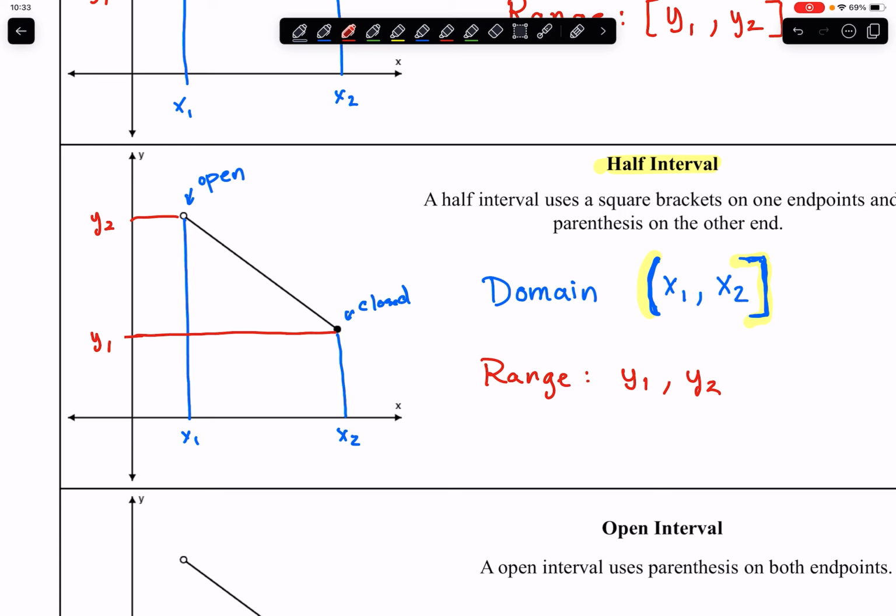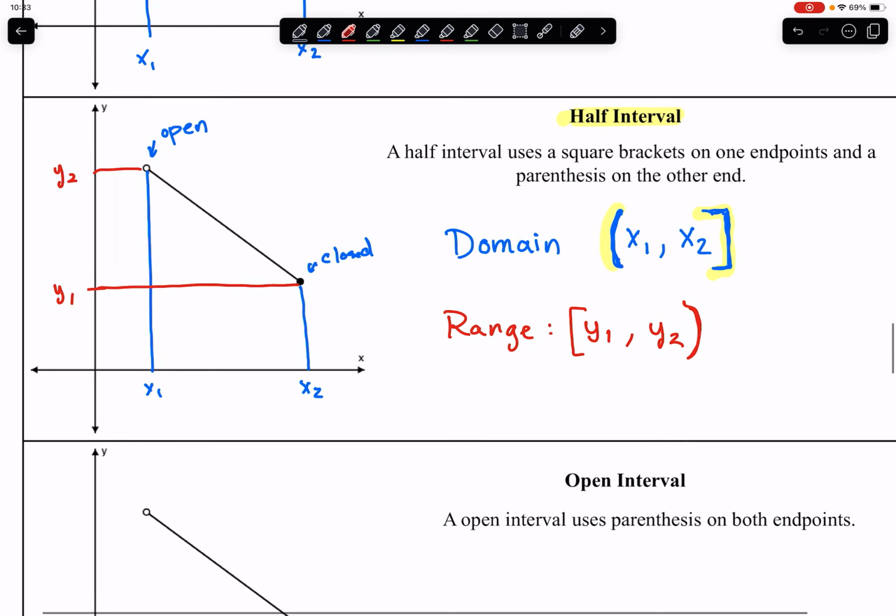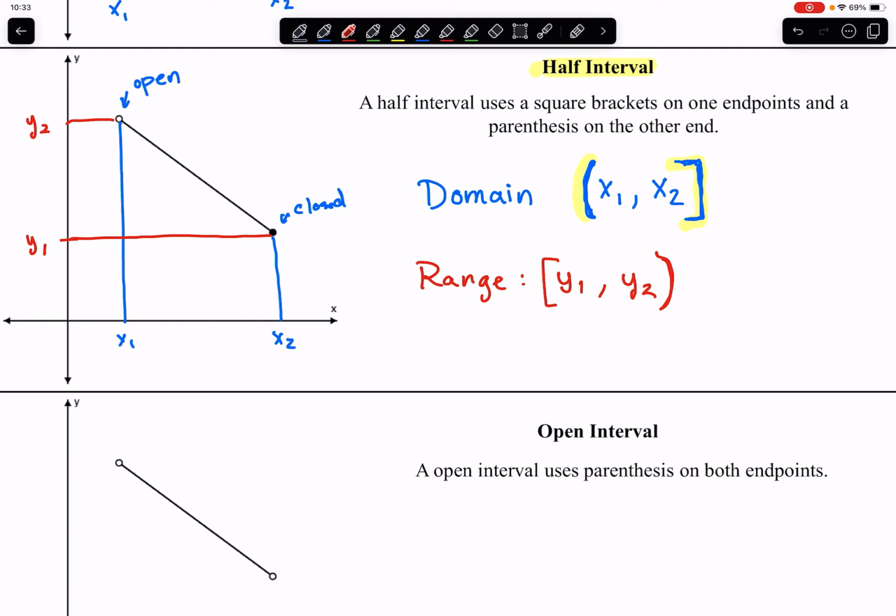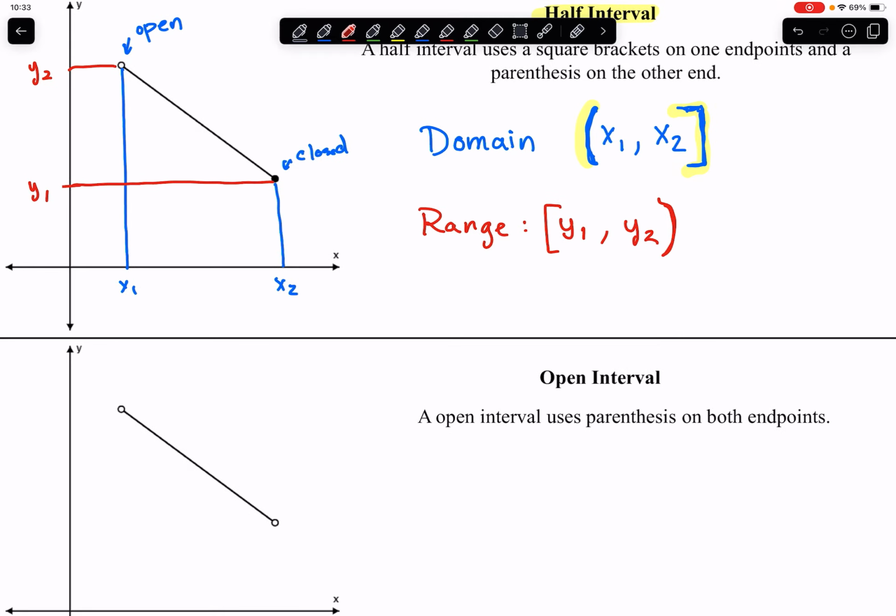Now, because the endpoint on y1 is closed, y1 is included in the interval, so we use a square bracket, and because y2 is open, we use a parenthesis to indicate that. And that would be a half interval. So you see, half of it is open, the other half is closed. Or in this case, closed and then open.